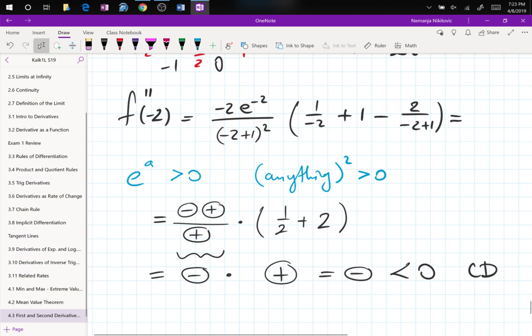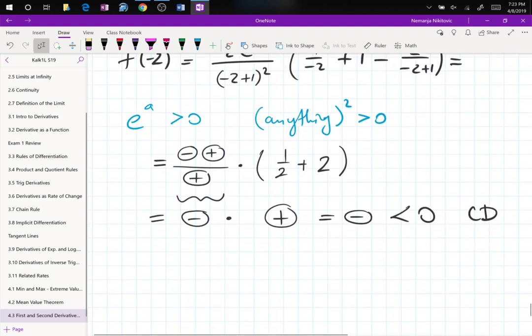And then I have a negative 2. So I have a negative 2, that's a negative number. This is always positive. This is always positive. And then I computed this a little bit, just to get that it's going to be a positive value. Negative times positive is negative. Less than 0, concave down, move along with my life.